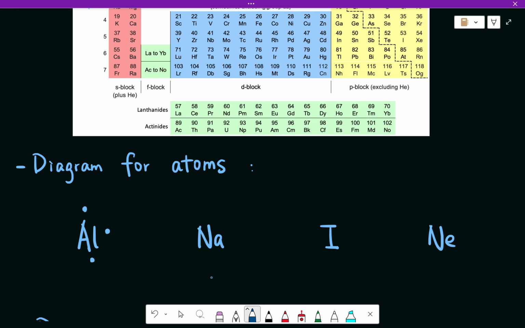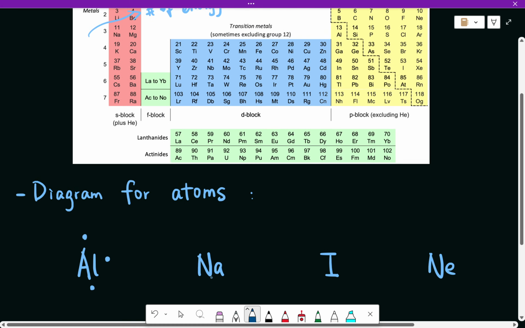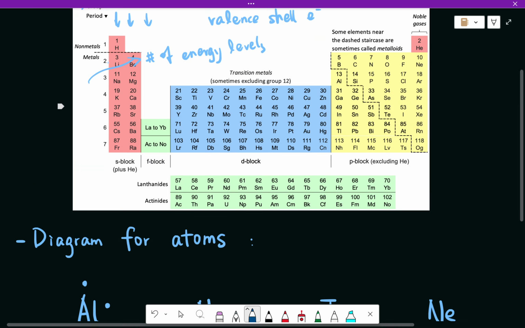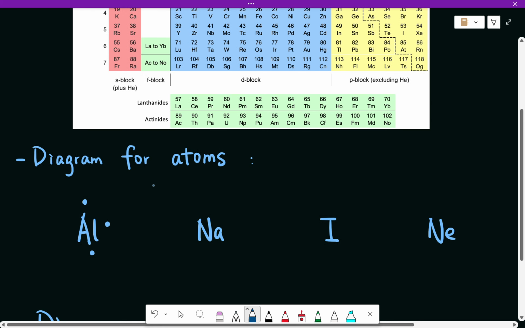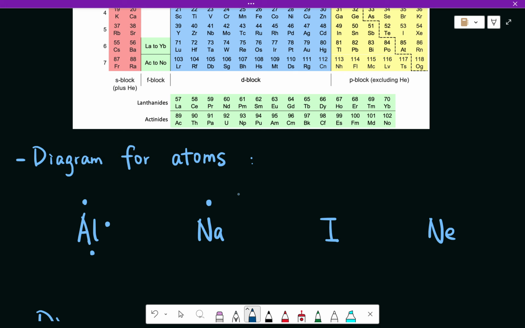The second atom that we are going to look at is sodium. We know that sodium is from group 1 right here, which means it will have only one valence shell electron. So we still start from the top, and boom, that's it. We can clearly tell that sodium has only one valence shell electron.